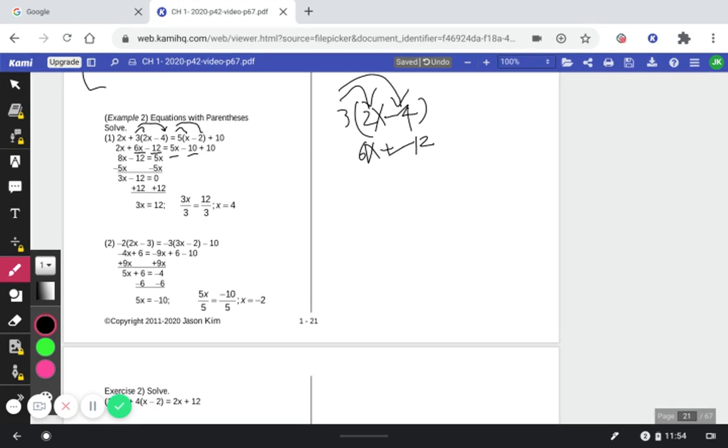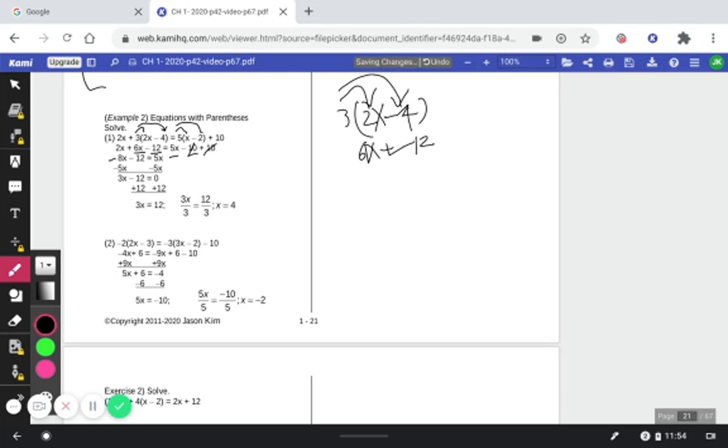And then you combine the like terms, because you have many x's on the left side and many numbers on the right side. So if you combine 2x with the 6x, you get 8x. Minus 12 becomes minus 10 with the plus 10. They cancel out. So you end up with 5x.